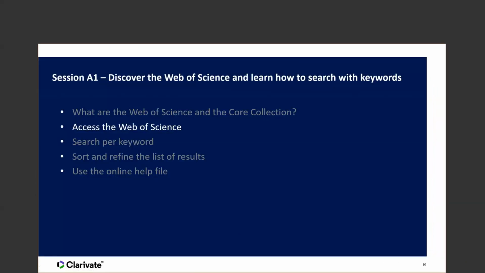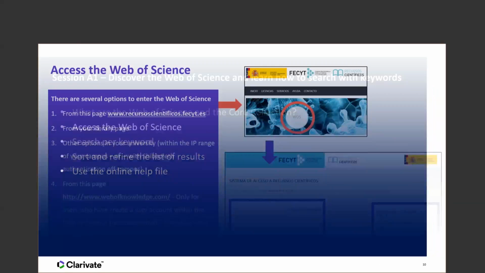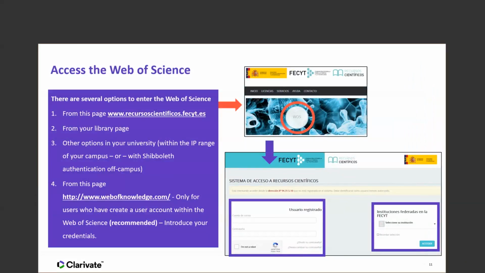About the access, I don't know if you've had some difficulties, if you've tried, if it's new for you, you have different options. I guess the most commonly used option to log in to the Web of Science is through the page of Recursos Científicos de FECYT. Okay, this is the link that you have here. From the moment you go into this page, you have on the left side a WoS button, WoS from Web of Science. You just put your mouse on this circle and you will see that you will have access to the Web of Science.